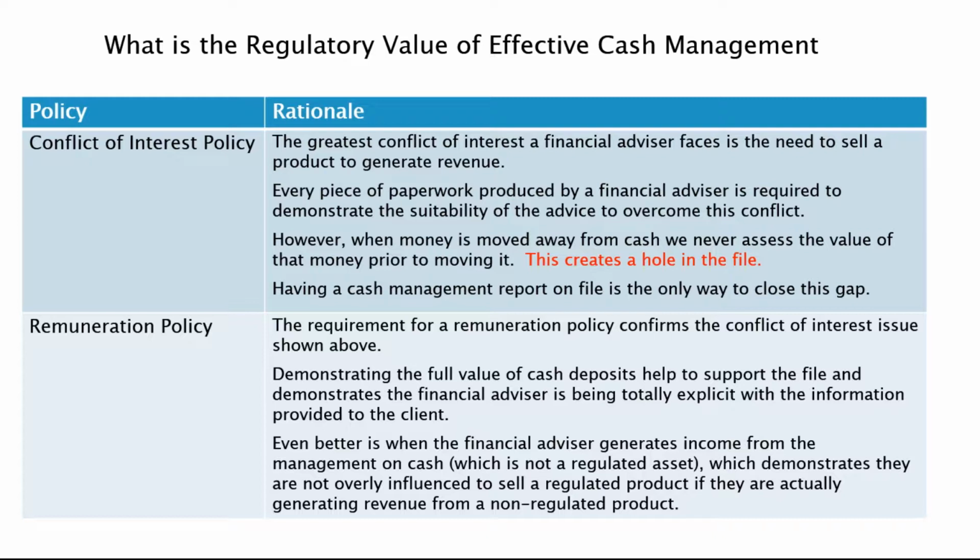Taking that one step further, it's okay saying I'm demonstrating that I'm managing this conflict of interest because I have the report on file. That's a great starting point. A better solution is also to say, and I generate revenue from the management of cash. I charge my clients directly, so I'm not over obliged to sell a regulated policy. I'm demonstrating here that regulated policies are clearly only sold and only advised when it's in the client's interests. So a remuneration policy which includes the generation of income from the management of cash deposits will enhance your remuneration policies even further.